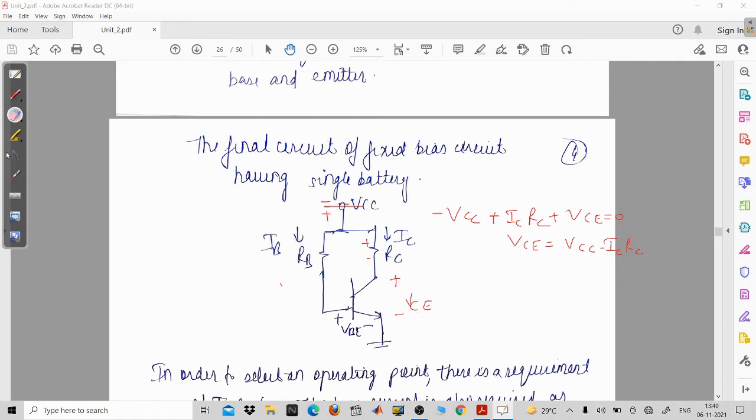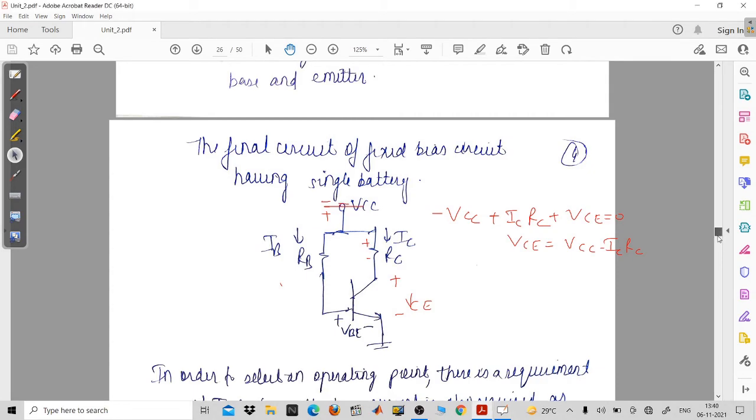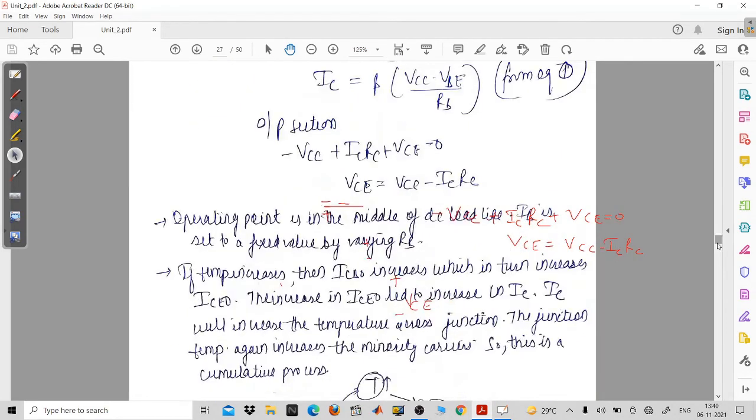Now we will move towards our operating point. We have calculated that VCE will be equal to VCC minus IC into RC. Now you can see from these two equations, all the values are constant. You see the beta, you see this IC will be equal to beta times VCC minus VBE upon RB. So we have ensured that the operating point will be at the middle of the DC load line, because IB is constant. It means IC will be constant, and when the IC is constant, your circuit will be stabilized.